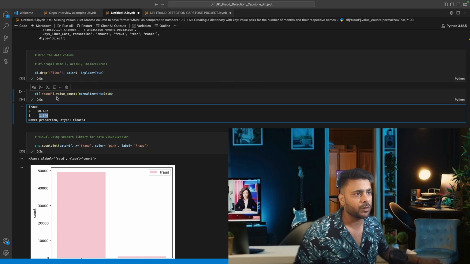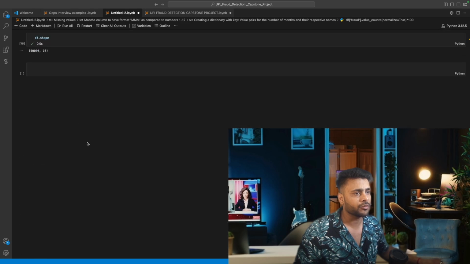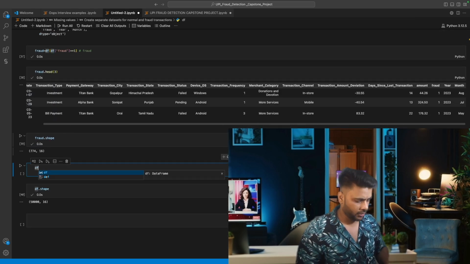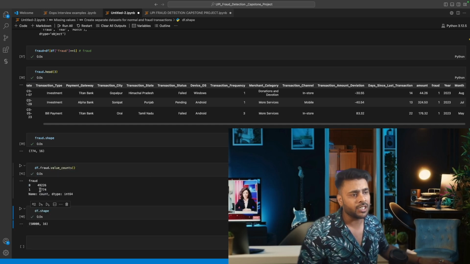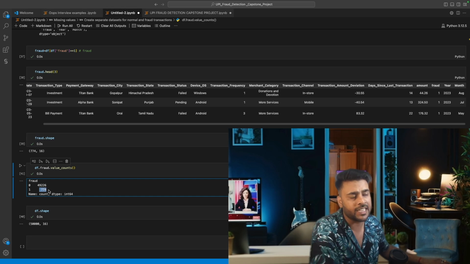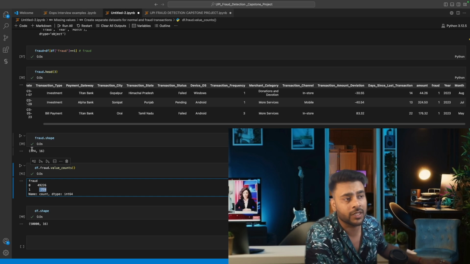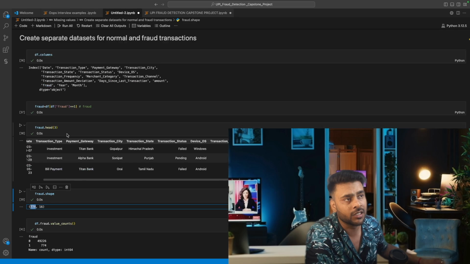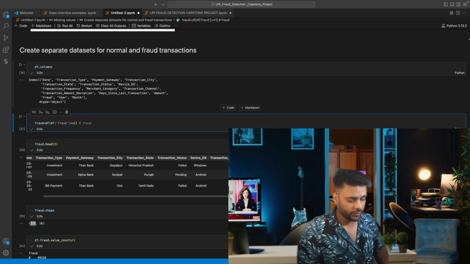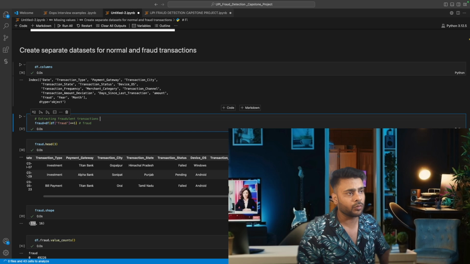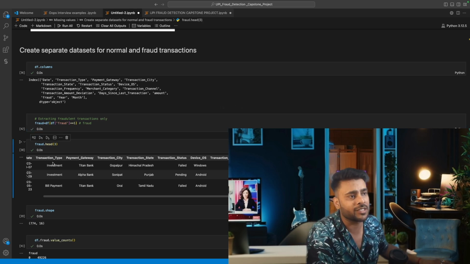So what if I do df.fraud.value_counts? If I show you df.fraud.value_counts, you will see the number of fraud transactions is 774, which is exactly what we have. So we can see that the condition we defined works for filtering, or extracting, fraudulent transactions only. Okay, so this is what we have done.